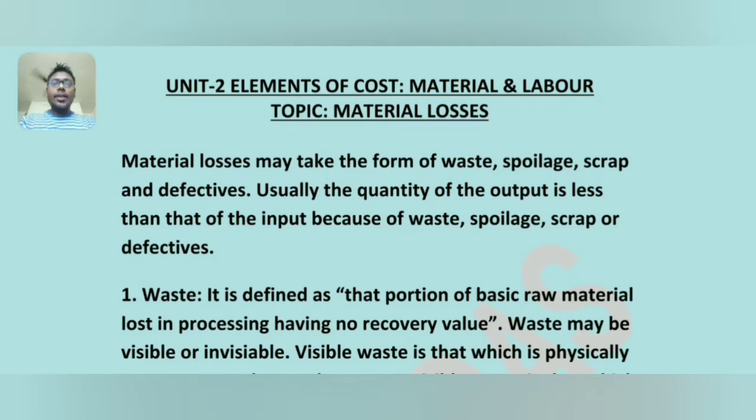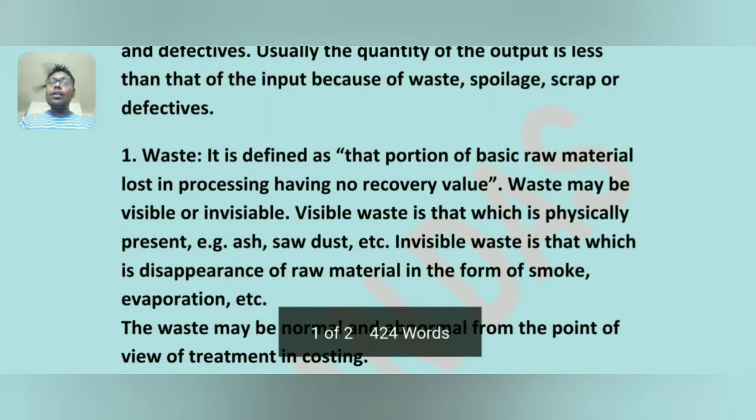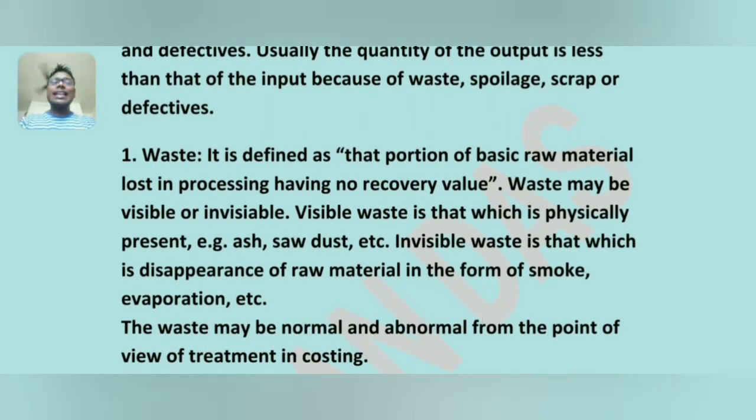Material losses may take the form of waste, spoilage, scrap and defectives. Usually the quantity of the output is less than that of the input because of waste, spoilage, scrap or defectives. Number 1, waste. It is defined as that portion of basic raw material lost in processing having no recovery value. The waste may be visible or invisible.